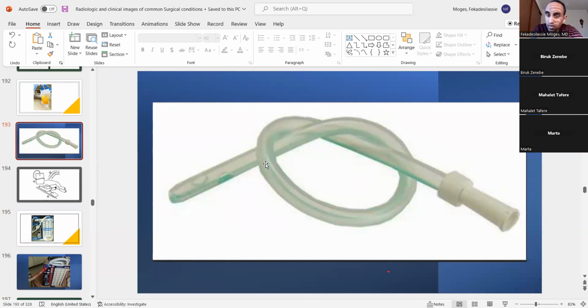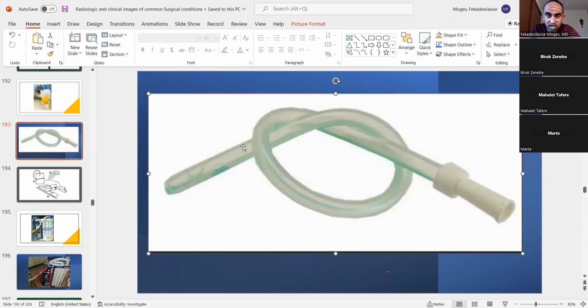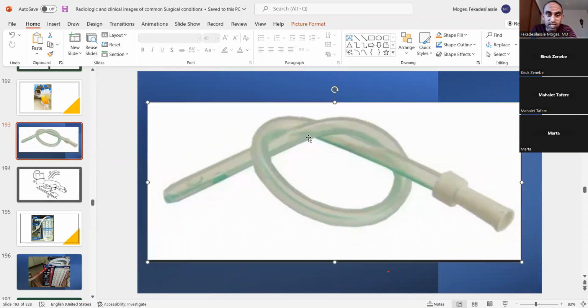Like I told you, if you are in a resource-limited setup, you are forced to use this one. To make this end closed, clamp it. Number 2, to have more holes, create holes using a scissor. Cut here, cut here, alternatively. Otherwise, if you cut here, and you cut here, you break it. So the next cut should be here, the next cut should be here. All right, you do that.